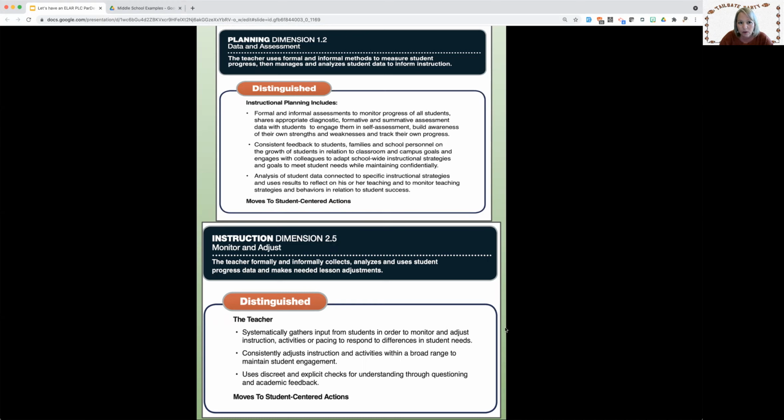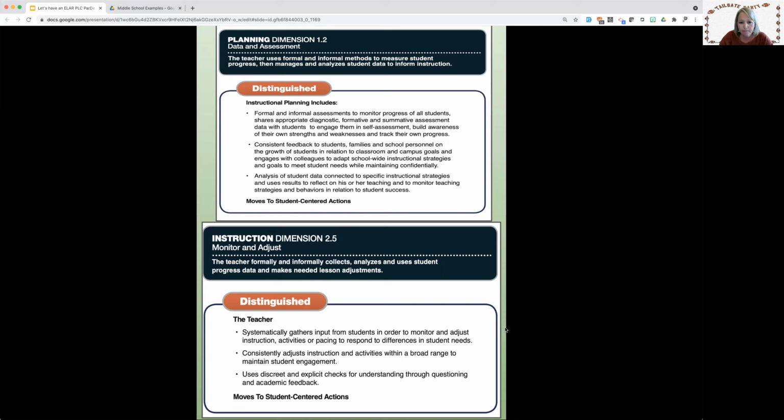Dimension 1.2, of course, is how are we using formal and informal methods to measure student progress? And then how are we managing that in our brains with 100 and something students? How are we managing all that information we're getting and using that data to inform instruction? So they're going to be sharing with us some things that they've seen, that they've done, and suggestions they have about how to be intentional, to plan that.